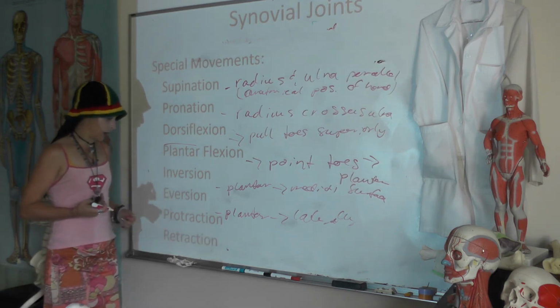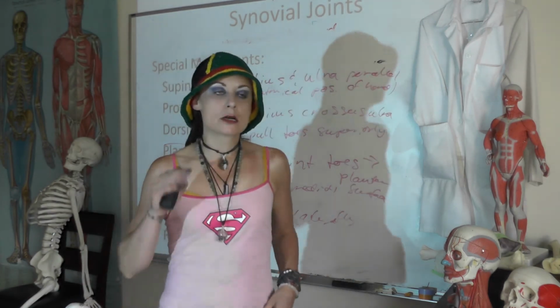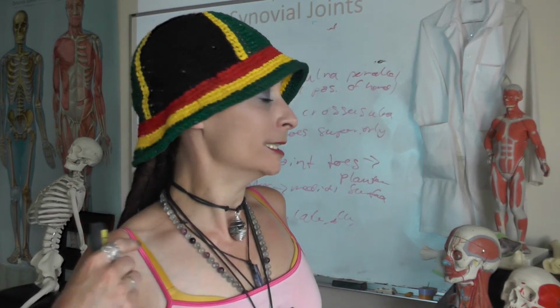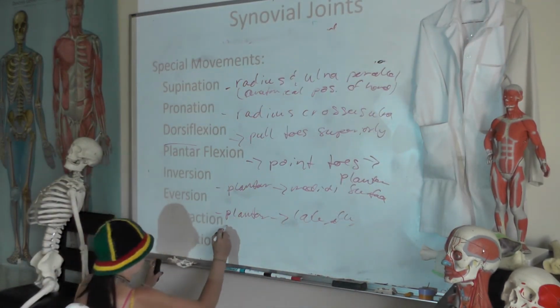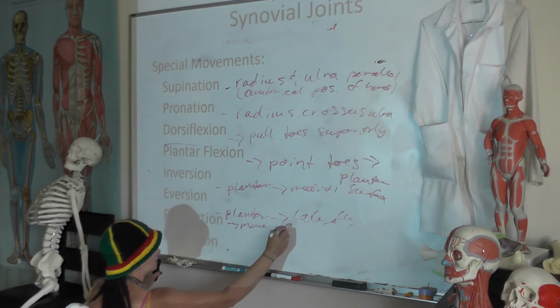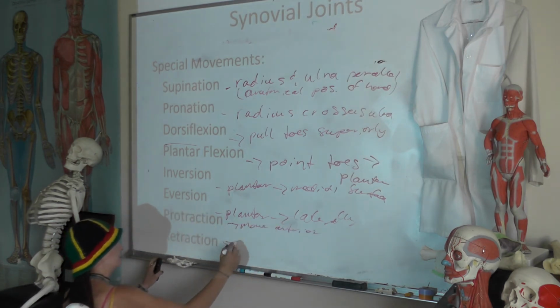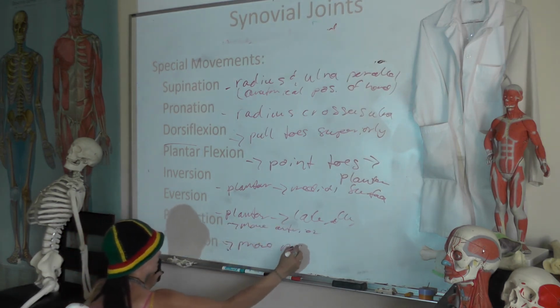Other special movements. Protraction and retraction are opposites. In protraction, I'm moving something anteriorly. So I can protract my mandible, I can protract my scapula. The opposite is retraction, moving posteriorly. I can retract my mandible, protract my shoulders, retract my shoulders. So protraction moves anterior. Retraction moves posterior.